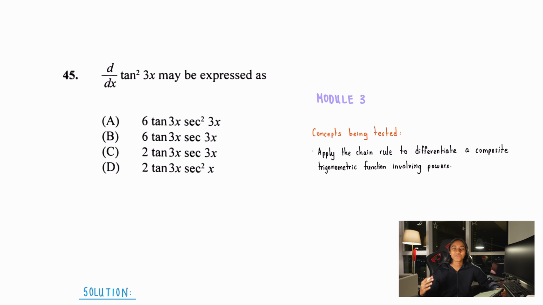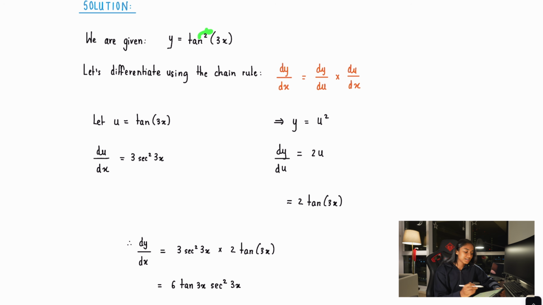And to end our wonderful and enlightening journey through this entire paper, let's end with question 45, which asks us to differentiate tan squared 3x. What we are doing here is applying the chain rule to differentiate a composite trig function involving powers. We are given y is equal to tan squared 3x. We're going to use the chain rule: dy/dx is equal to dy/du multiplied by du/dx. I know you know it.